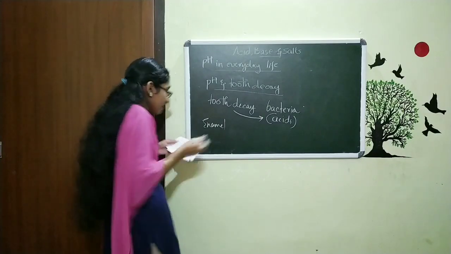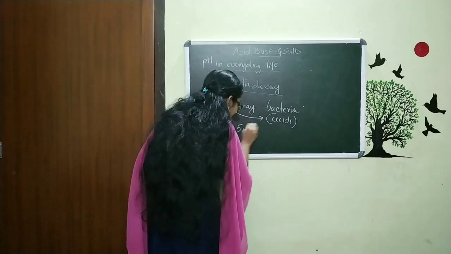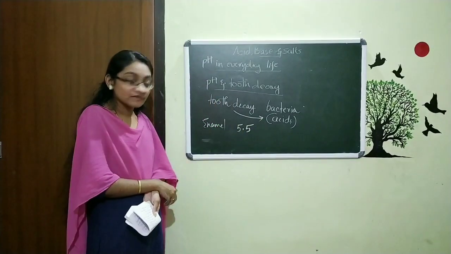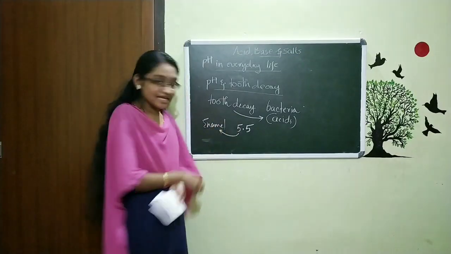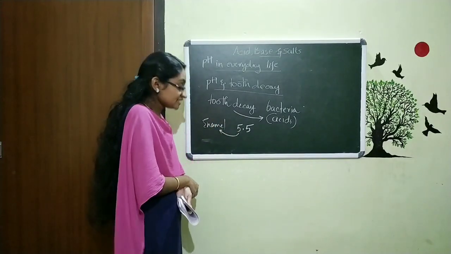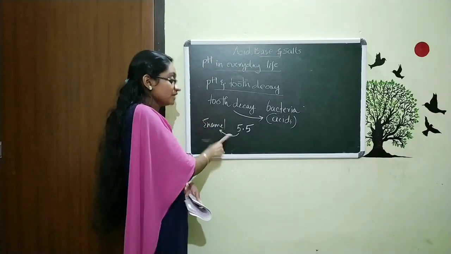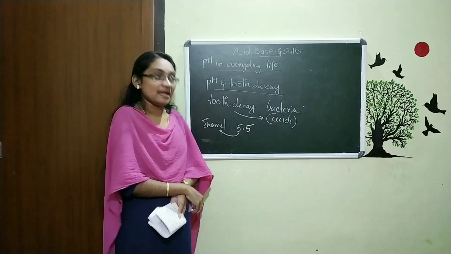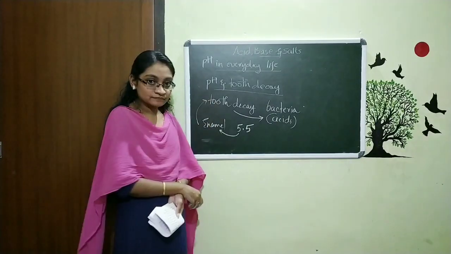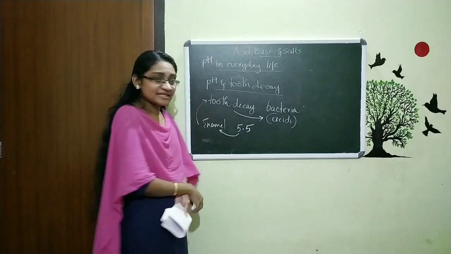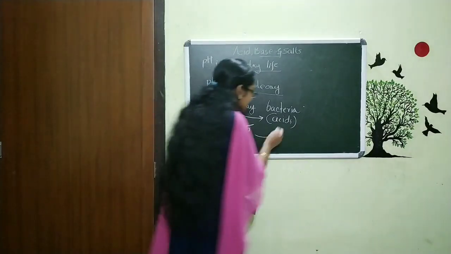So when the pH in our mouth falls below 5.5, our enamel starts to get damaged. When the pH in our mouth decreases below 5.5, our enamel gets damaged, and that damage is the tooth decay. And who decreases the pH from 5.5? It is the bacteria.